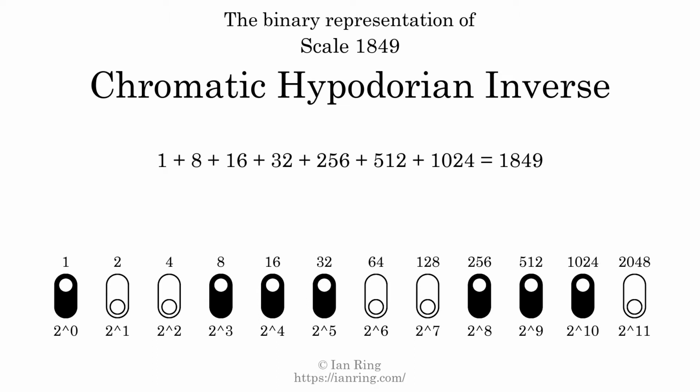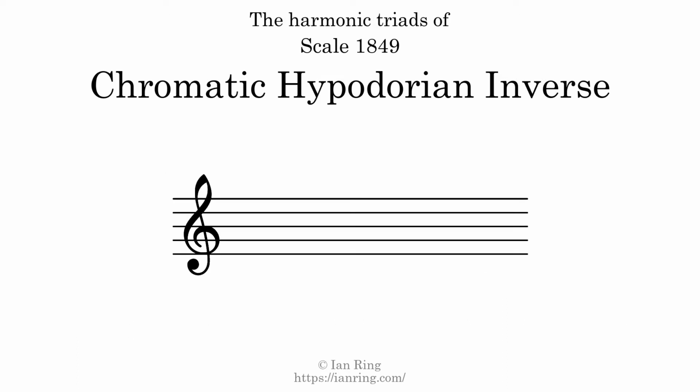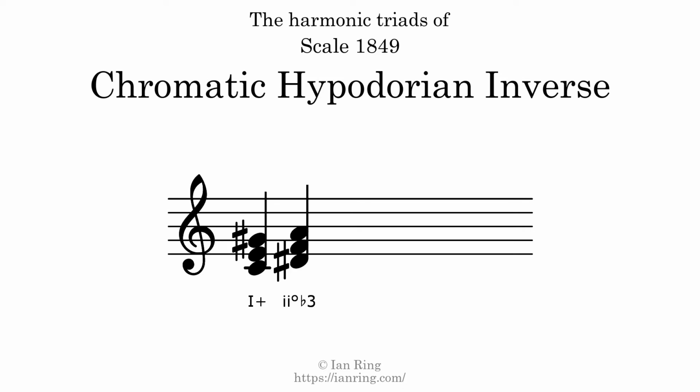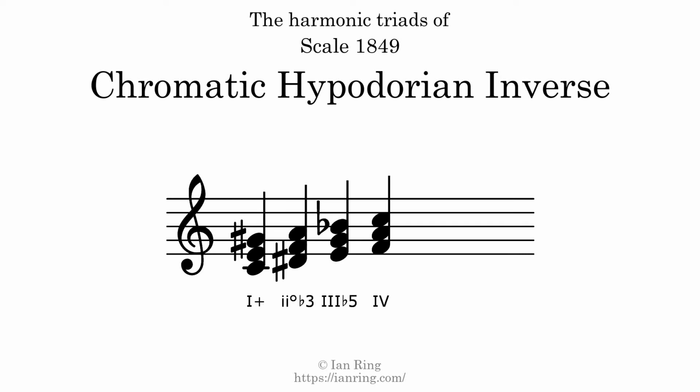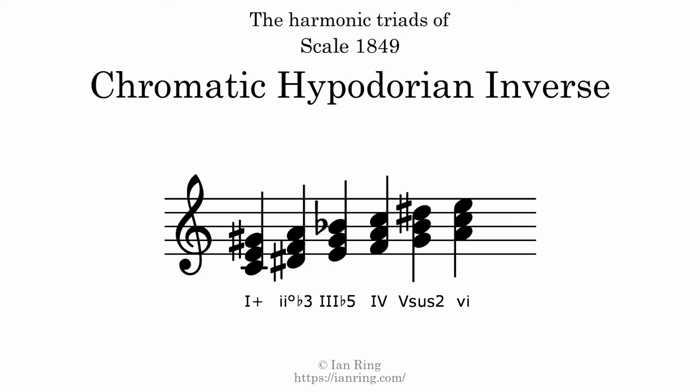1849. The scale number not only enumerates the scale with a unique index, but it also literally describes the tonal content of the scale. Represented as a binary number in base 2, the scale number is 0111001111001. Here are the harmonic triads present in this scale. Augmented, diminished flat 3, major flat 5, major, sus 2, minor, sus 4.